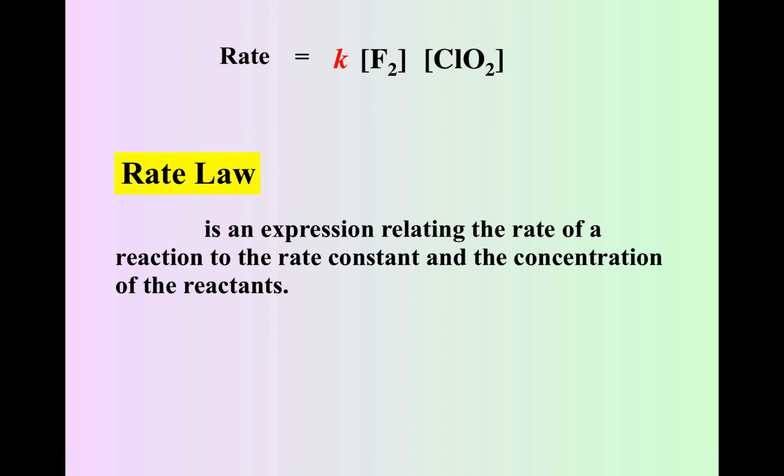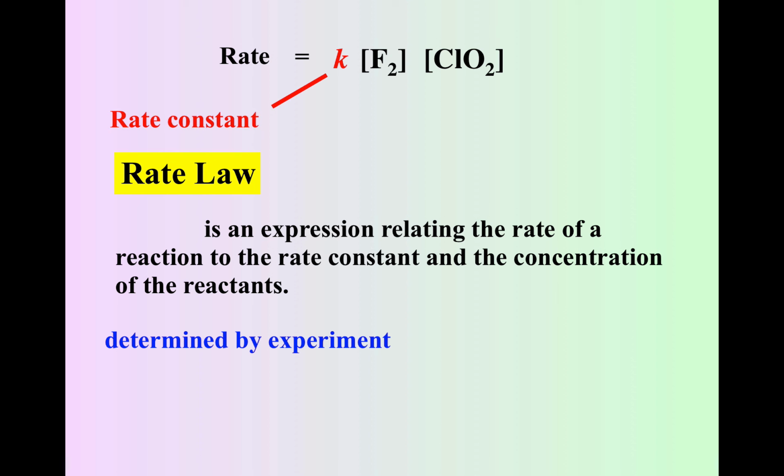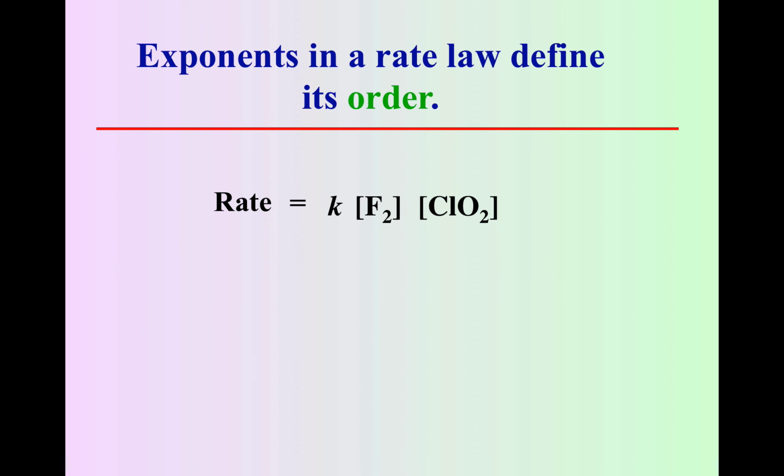So the way we read this rate law is it's a direct relationship between both reactants. Doubling the concentration of the fluorine would double the rate of reaction. Doubling the concentration of chlorine dioxide would double the rate of reaction. K is a constant that equates these concentrations to rate. All right, this is called a first order relationship.